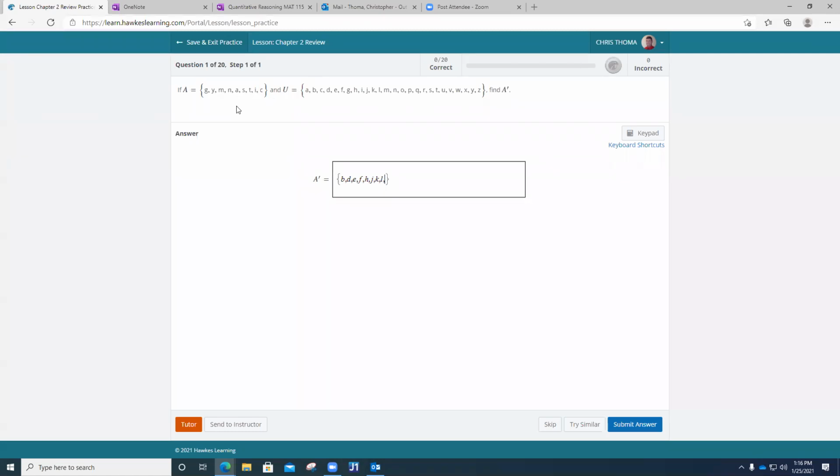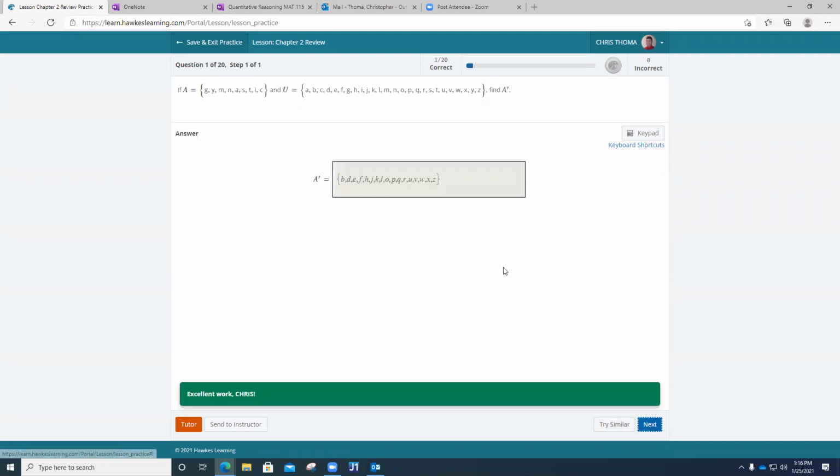It has an M and an N, so no O. No P. No Q. No R. Has an S. Has a T. So no U. No V. No W. No X. It has a Y. And then finally, no Z. So universal set, we have set A, and we've just found the complement of A.